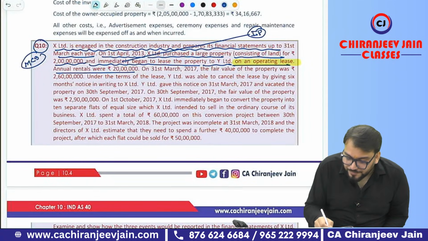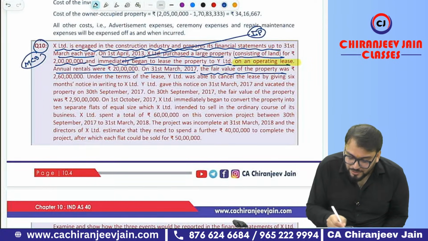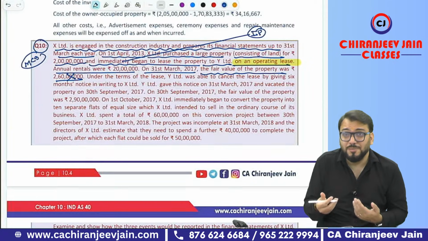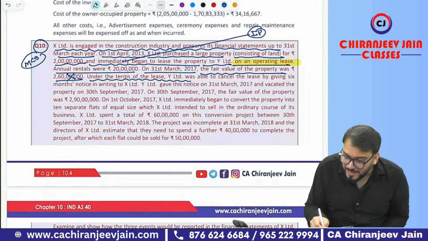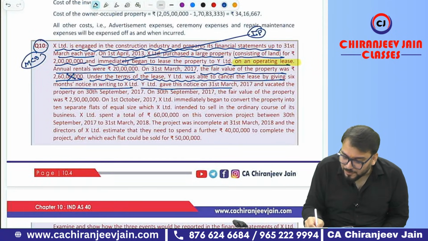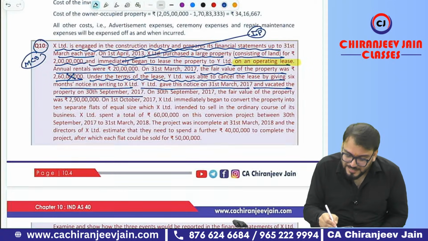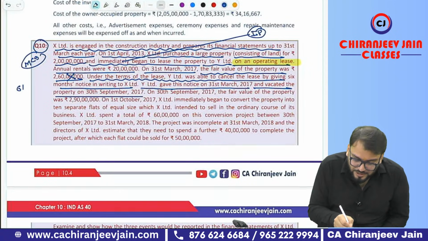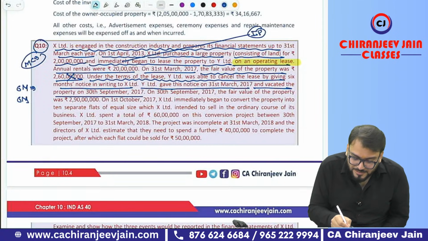Annual rental was 20 lakh. On 31st March 2017, means after many years, the fair value of property was 2 crore 60 lakh. This is not relevant, because we don't measure investment property under the revaluation model. Under terms of lease, Y Limited was able to cancel the lease by giving 6-month notice in writing to X Limited. Y Limited gave the notice on 31st March 2017 and vacated the property on 30th September 2017. Means in the year 17-18, for 6 months it was on rent and 6 months it was not. So for 6 months, the rental income will be 10 lakh.